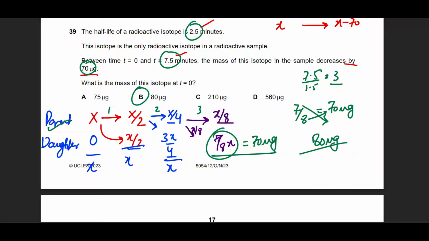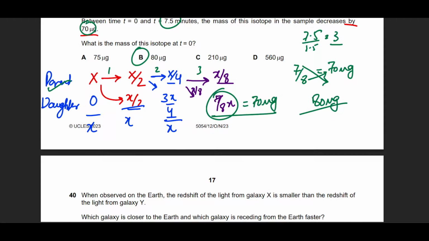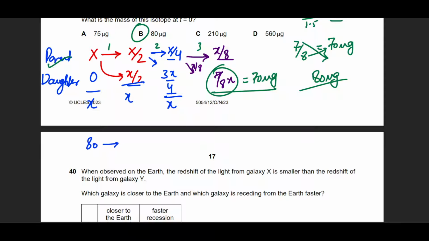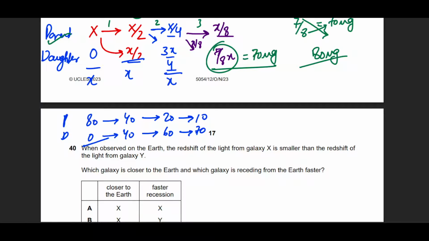If you want to verify this again, it will take 10 to 15 seconds. So start with 80, make it half becomes 40, make it half becomes 20, make it half again, it becomes 10. And if you're dealing with parent and daughter at the same time, this is going to become 40, this will become 60, and this will become 70. All the while, the total stays 80. So this is 80, this is 80, and this is also 80.